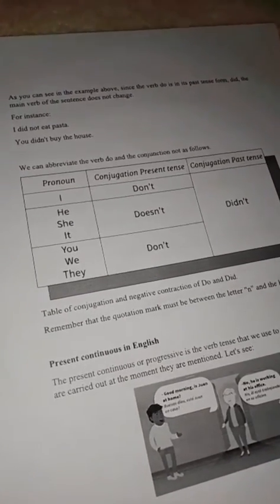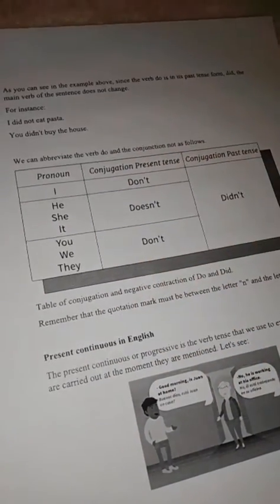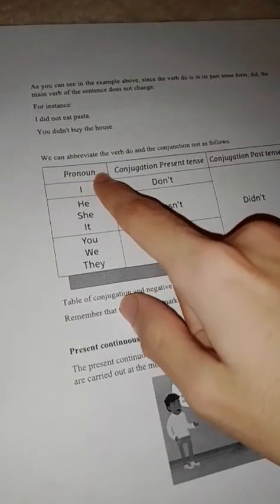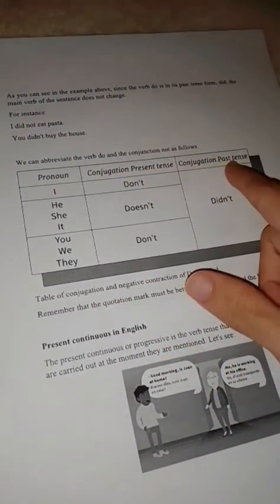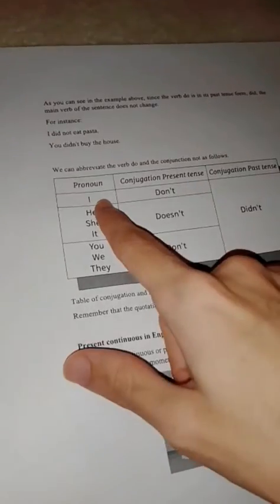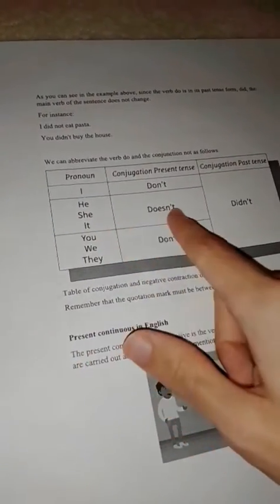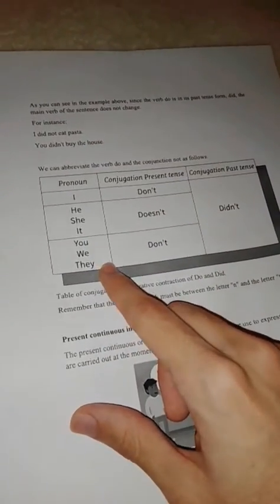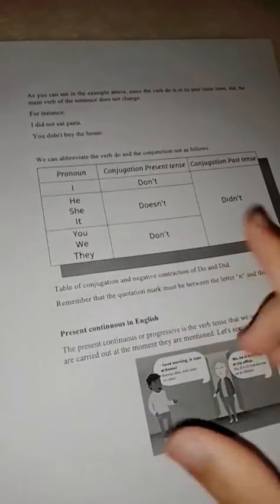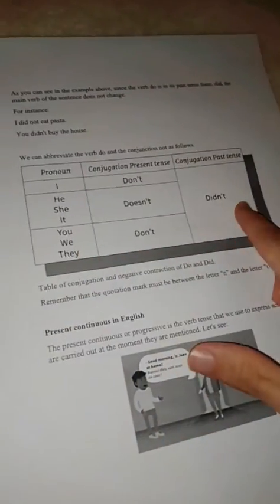We can abbreviate the verb do and the word not as follows. For example, pronoun, conjugation present tense, conjugation past tense. For example, I don't, he, she, it, doesn't, you, we, and they, don't, and all with didn't.